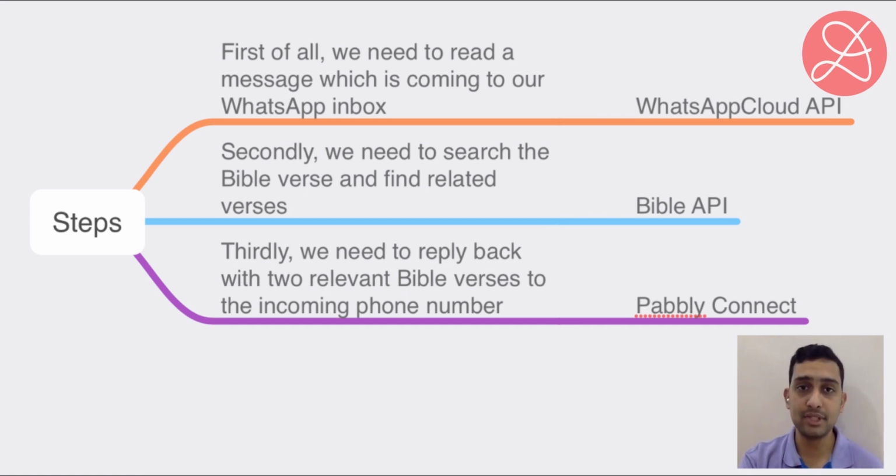To achieve step number two, we need a Bible API which returns Bible verses based on keywords search. I'm using this particular Bible service provider known as api.bible. Finally, we will use Pabbly Connect to select the returned Bible verses, format it, and send it back to the incoming phone number. Let's see how it works.